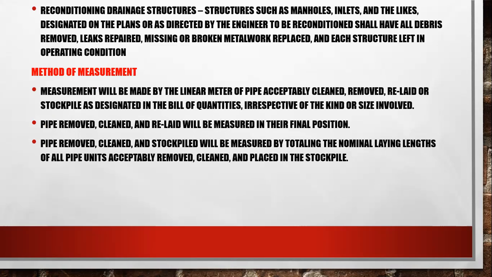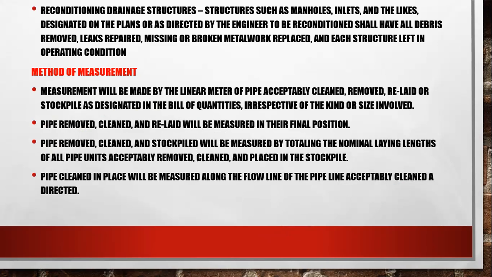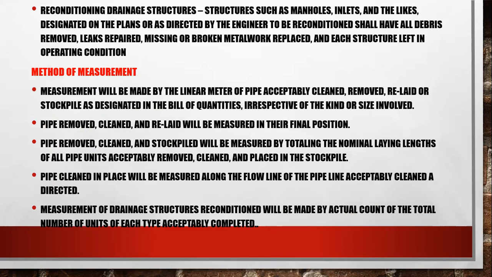Next, pipe removed, cleaned, and stockpiled will be measured by the total normal laying length of all pipes removed, cleaned, and placed in the stockpile. Pipe cleaned in place will be measured along the flow line of the pipeline acceptably cleaned as directed. Measurement of drainage structures removed will be made by the actual count of the total number of units of each type, assembly complete.